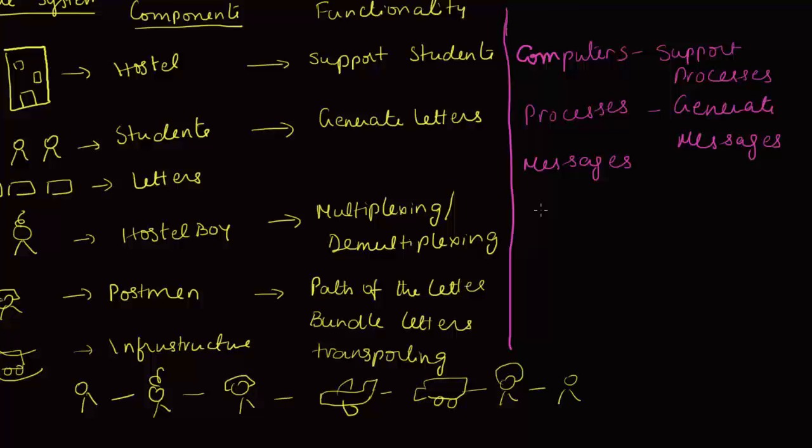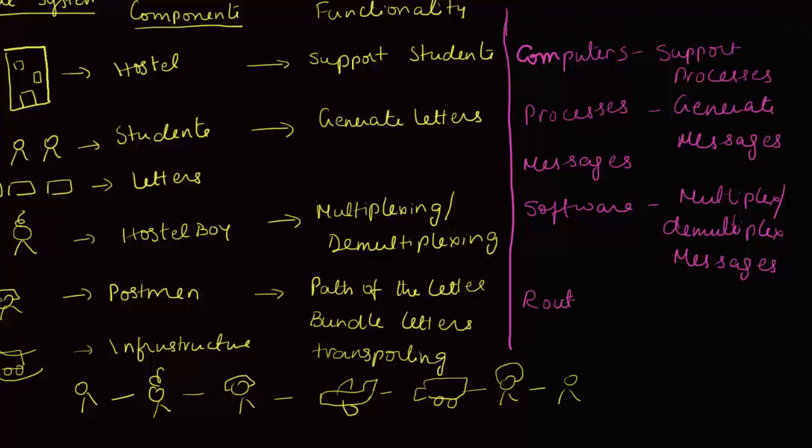The hostel boy is basically implemented as software whose job is to multiplex and demultiplex the messages, and the postmen translate to routers whose job is to determine the path taken by the messages. This bundling of letters is another functionality which again is implemented in software. So this translates to hop transfer.